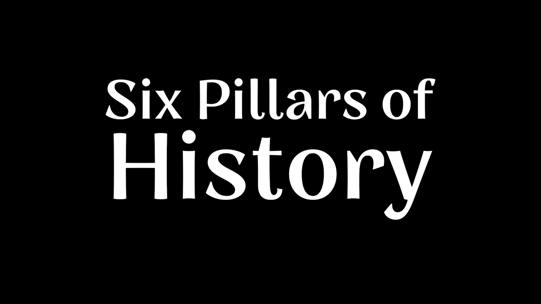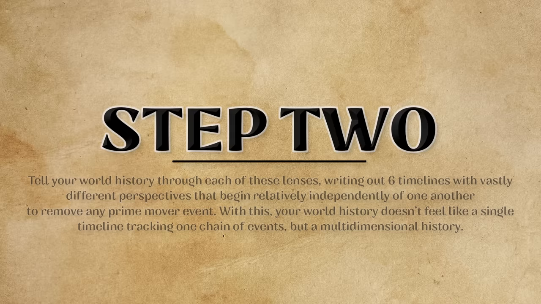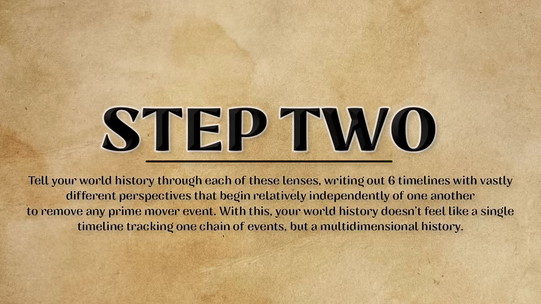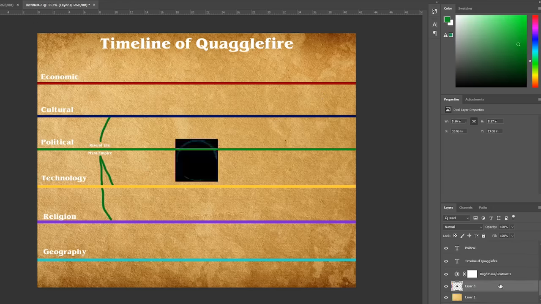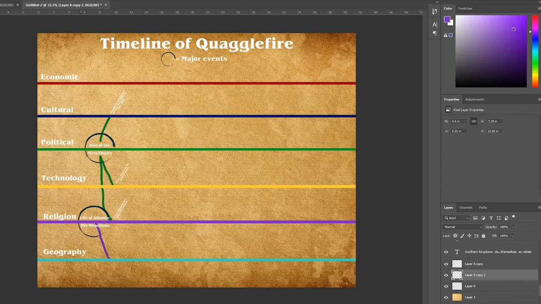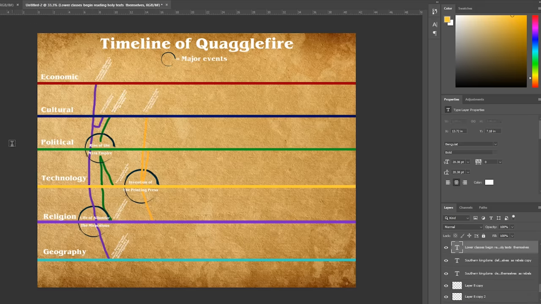So instead, we're gonna break it down. We're gonna make it complex. We're gonna start with what we'll call the six pillars of history. Politics, culture, technology, economy, geography, and religion. And this is step two. Tell your world history through each of these lenses, writing out six timelines with vastly different perspectives that begin relatively independently of one another to remove any prime mover event.